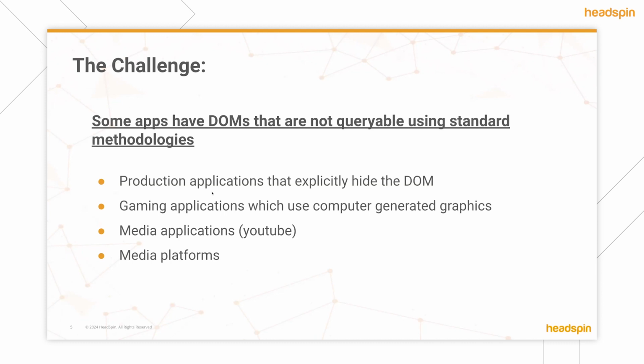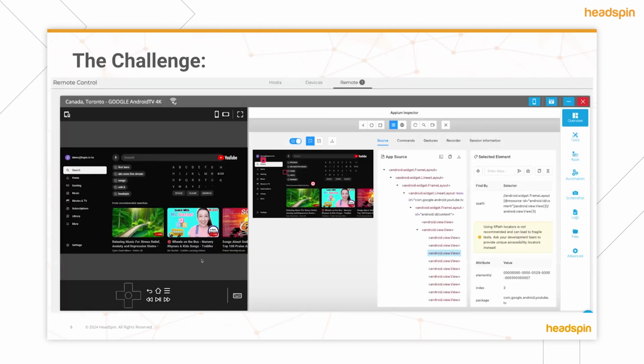Some examples are production applications that explicitly hide that, so that you can't use Appium on their application, period. Gaming applications where there's no traditional UI, but there may be text or logos. Media applications and media platforms as well. We already looked at this, but this is an example where Appium is just unable to detect anything.